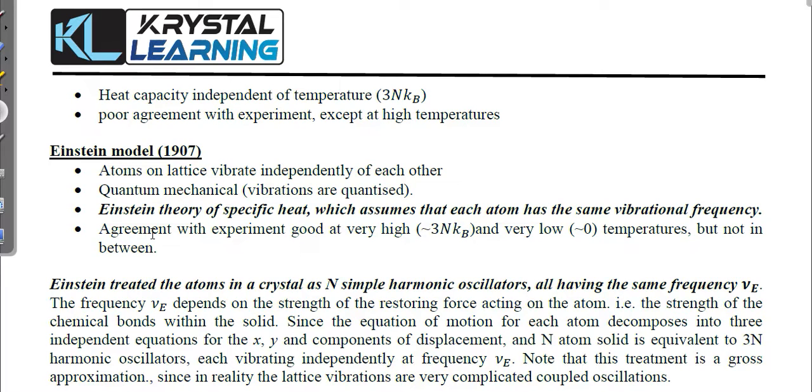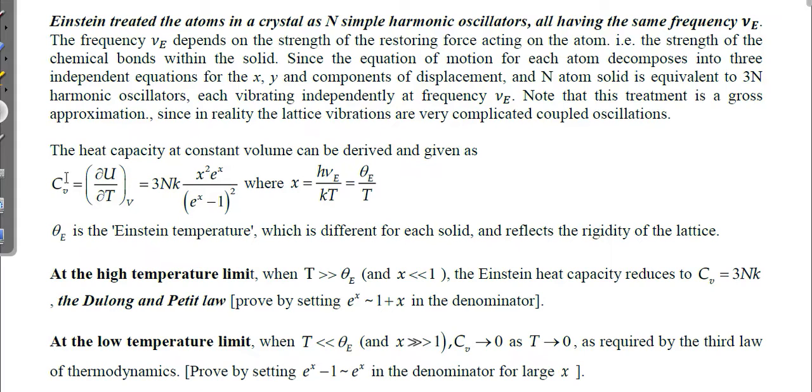So because of this, what happens? Agreement with experiment was good at very high temperature, that is 3 kb, and very low temperature, that is 0, but not in between. In the in-between range of temperature, it was not agreeing with the experimental results. Okay, so Cv in the Einstein model was given by this expression, and theta is known as the Einstein temperature.